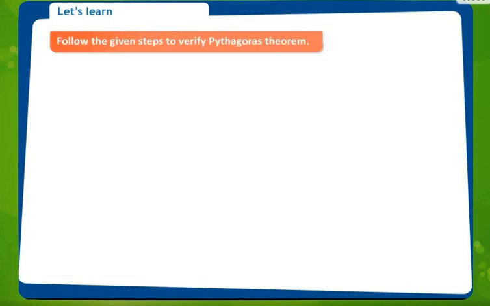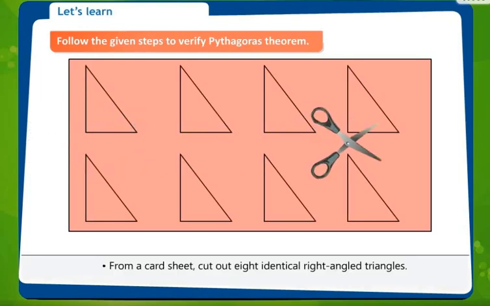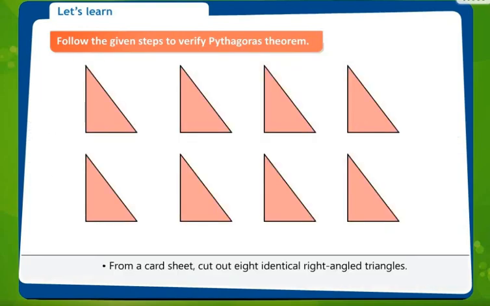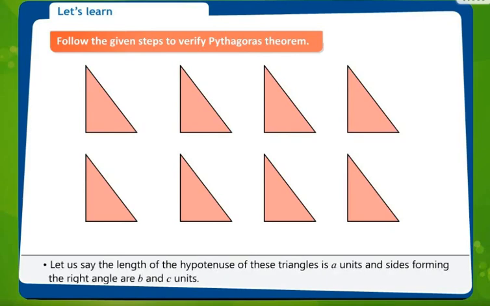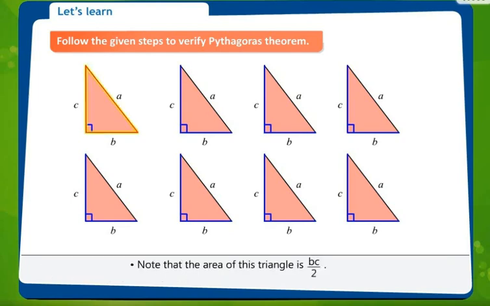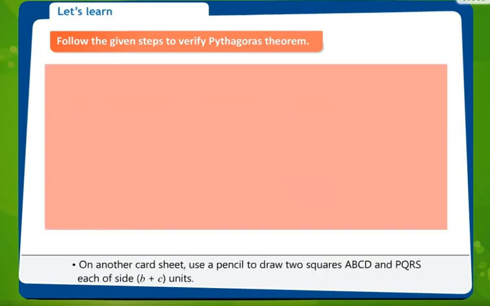Now we will verify the Pythagoras theorem. From a card sheet, cut out 8 identical, meaning same, right angle triangles. Let us say the length of the hypotenuse of this triangle is A unit and the sides forming the right angle are B and C. Now you can see A is the hypotenuse, B and C are the other sides. Now as we know that the area of the triangle is half base into height, so the area of these triangles becomes BC upon 2. Now B and C are the sides.